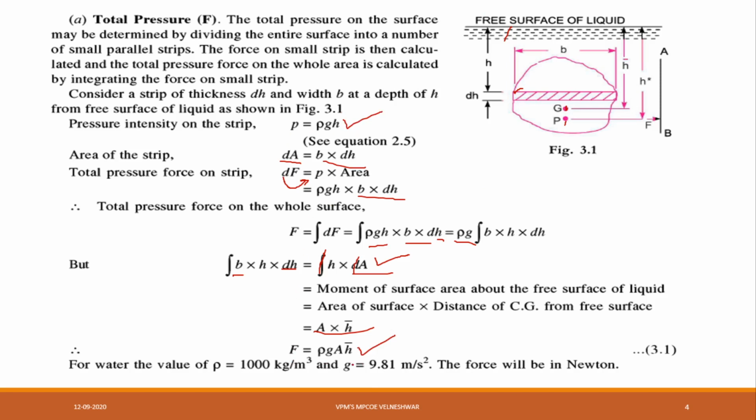Rho g A h bar. Like this we have to remember our formula. Now, density of water, how much? 1000 kg per meter cube, and the g value is 9.81 meter per second square. So only the change is here: area and height. Area and height will be given in our numericals, so easily we can find our force.